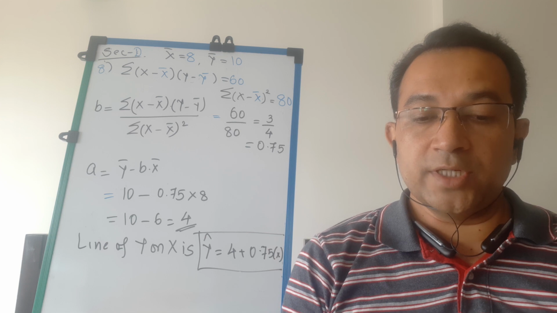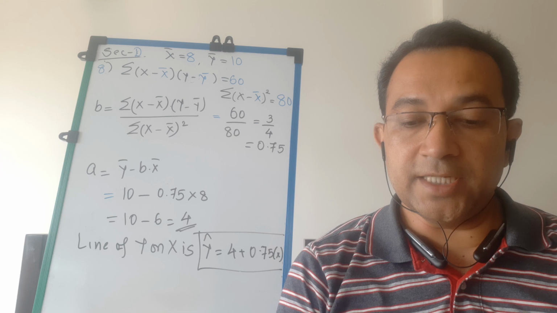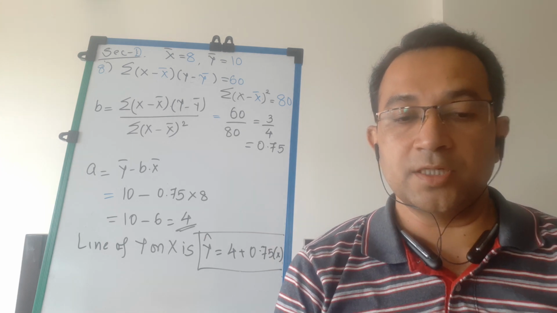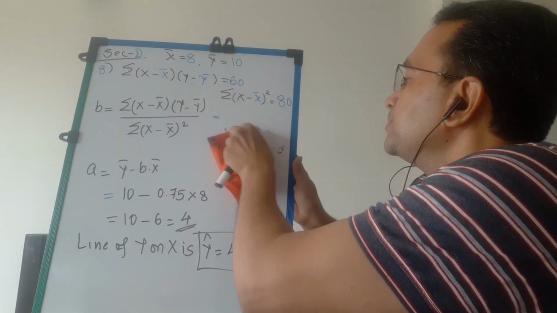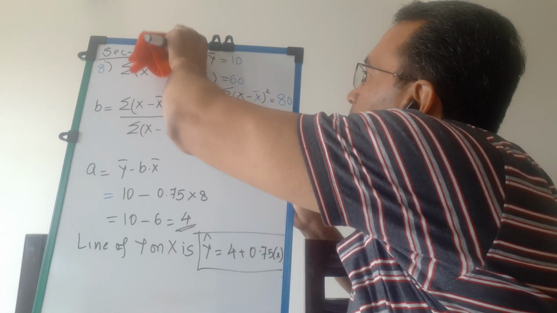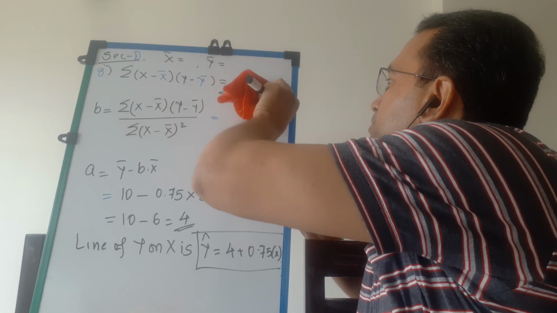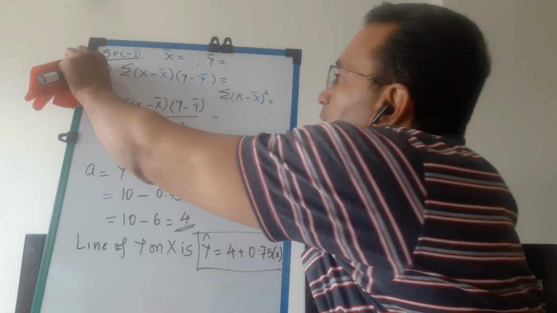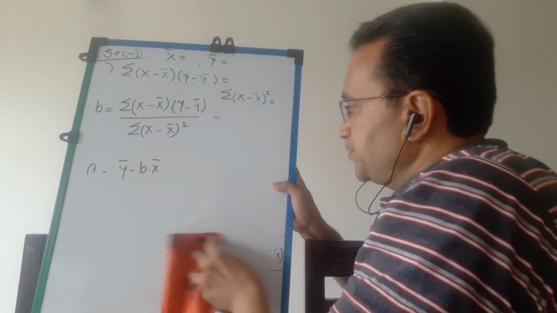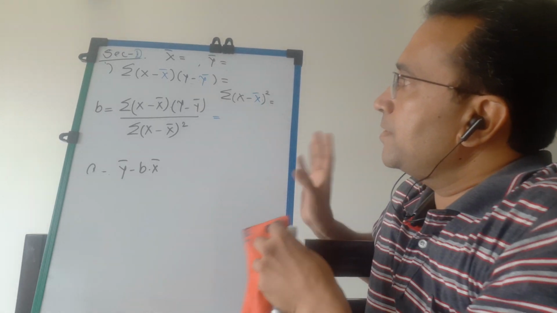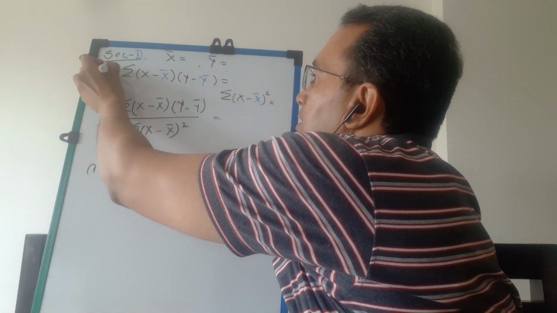Now, students, I am doing sum number 13 of section D. Sum number 13, students, you can check while doing the sum. Now here, again I am changing this data. Section D, sum number 13, students.